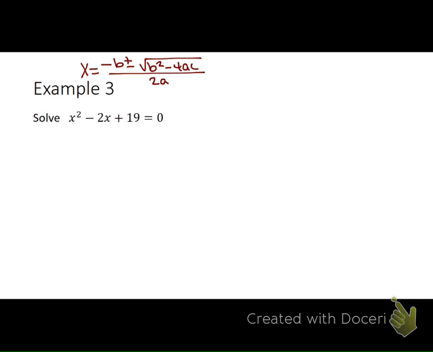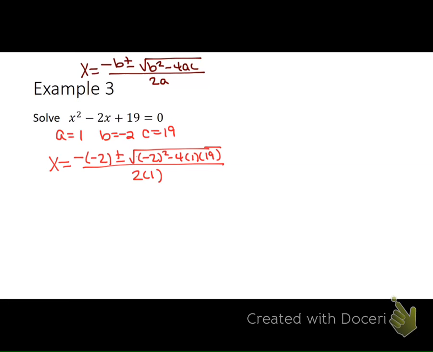Hey class, so example 3 in lesson 6.4, we're still solving using that quadratic formula. Remember, our first step is identify your A, B, and C. So A is 1, B is a negative 2, and C is positive 19. Let's plug that into our quadratic formula. Since you did that, go ahead and start solving it in the pieces there.